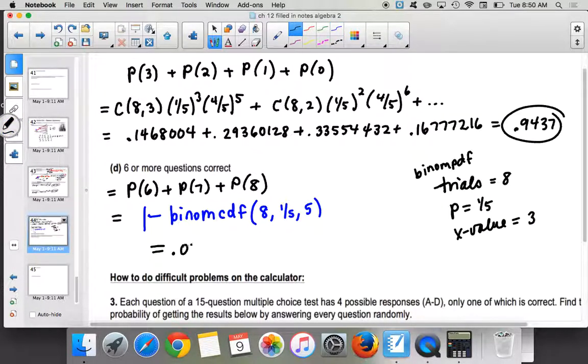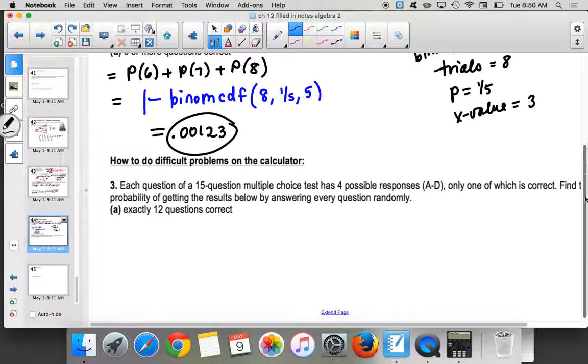Easy? So you can use this on your homework. You can use the calculator method. You just have to know how to use it, right? Okay, so let's try these ones.